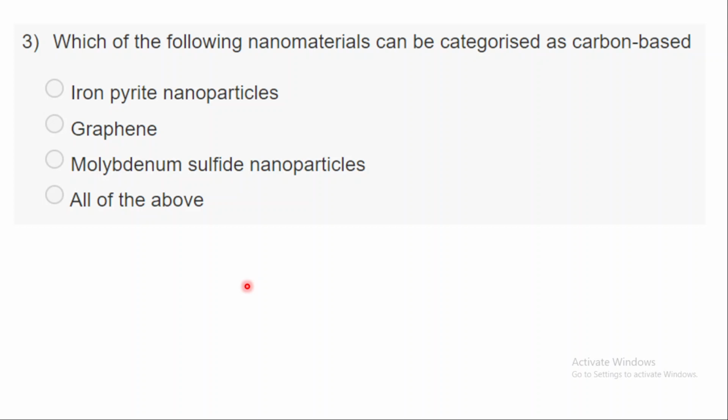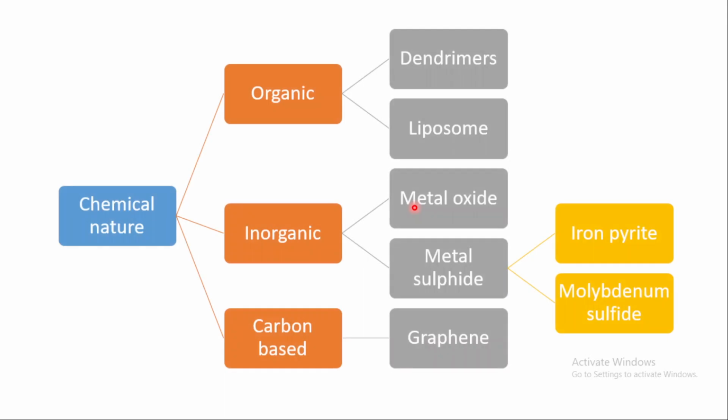Yeah, some responses are coming up. Let's check what is the correct answer. The correct answer is B, graphene, and all the students have answered very well. So graphene is a nanomaterial that can be categorized as carbon based. This is a direct question from the lecture series. If you have gone through the week 2 lecture series, let's see what kind of other nanoparticles we have.